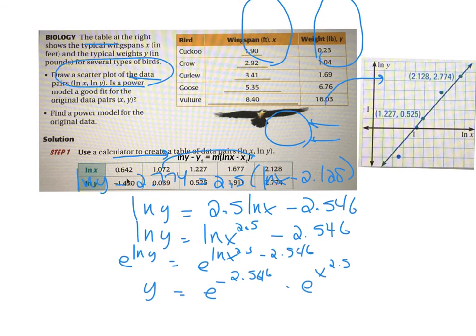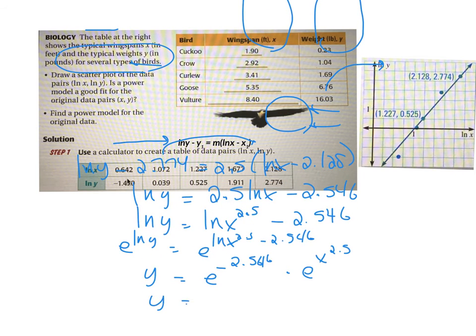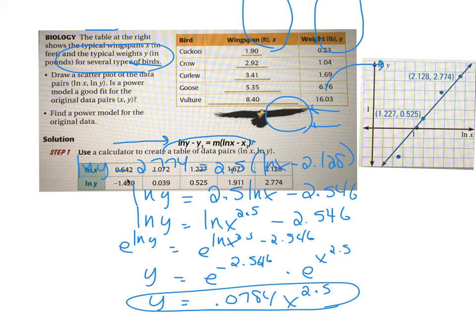So what that gives me is, well, if I just punched both those numbers in my calculator, I get this. If I punch this, I get 0.0784 times x to the 2.5 power. And right, guys, right there, that's my exponential, or my power model right there.